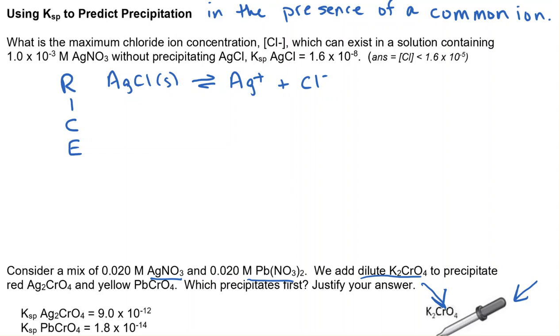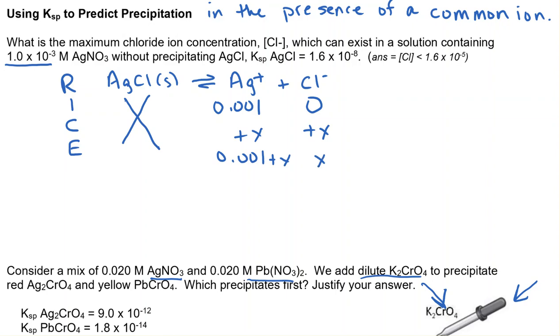So I've got the RICE table set up here with silver chloride in equilibrium with the respective ions, and we're not going to pay any attention to the solid silver chloride. We've been told that our initial concentration for the silver ion is 0.001 molar, and then we want to see how much chloride we can add. So we don't have any to start with. We're going to add some of the chloride ion as the silver chloride dissolves. Our equilibrium concentration is 0.001 plus X and X.